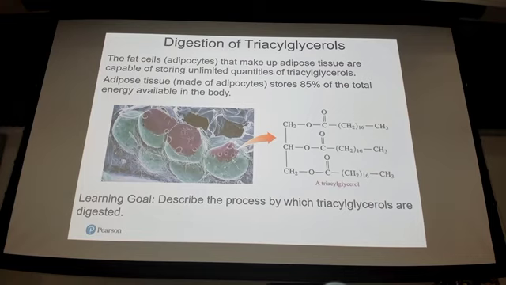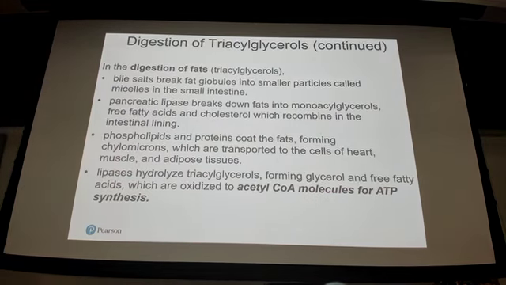Here's a picture, of course, of the triglyceride molecule, with the glycerol backbone and the 3 fatty acids. So we know triglycerides are broken into smaller molecules by bile salts. Then they're acted on by lipase enzymes to break them down into fatty acids and monoacylglycerols. Then those recombine once they cross into the body, and then they're brought to the different tissues in order to be used for energy or other purposes.